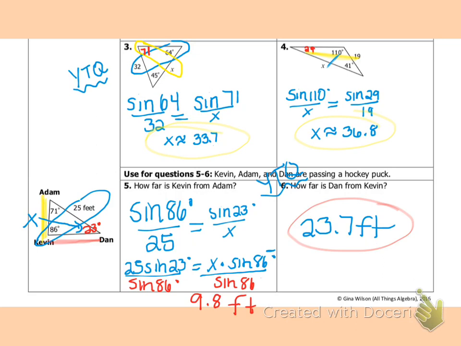There's no way to truly check it because these are not right triangles, so you can't check it using the Pythagorean theorem, but it is a reasonable value because it's across from the second biggest angle in the triangle. It's across from 71 degrees, and the side across from 86 is 25. So it seems reasonable that 23.7 feet could be across from 71 degrees. Okay, let's go ahead and turn the page.